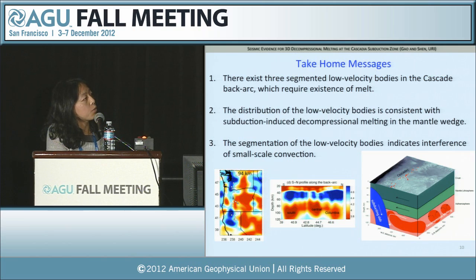The take-home message from this talk is we image three segmented low velocity volumes in the Backarc at the Cascade, which are segmented and especially correlate very well with the segmentation of the volcanic arc. The pattern of the seismic low velocities at the Backarc is consistent with slab-induced decompressional melting. However, the segmentation along strike indicates existence of small-scale convection. Thank you.